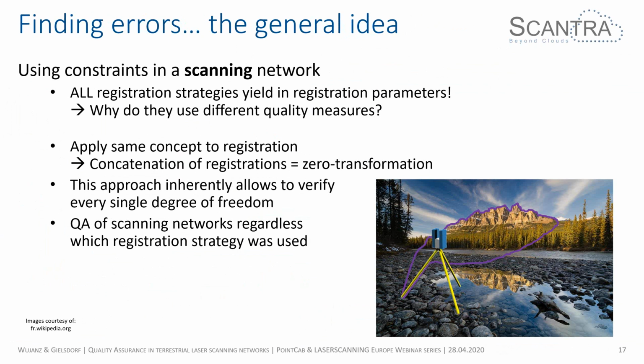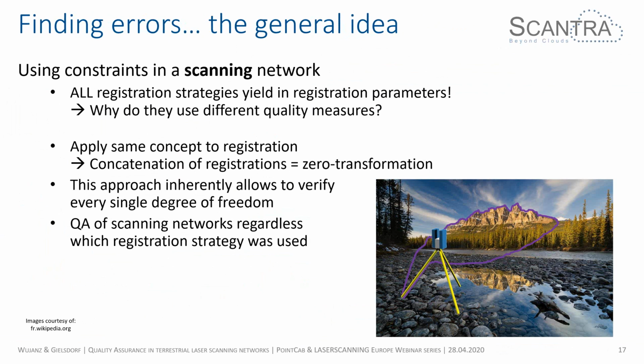We use constraints in the form that we concatenate registrations. So for instance, let's say we have 3 scans that are connected by 3 registrations so that they form a triangle. If we then have a look at all these different registration parameters, we should yield a zero transformation. That is equivalent to saying the sum of height differences should be 0. That's the very same general idea behind this.